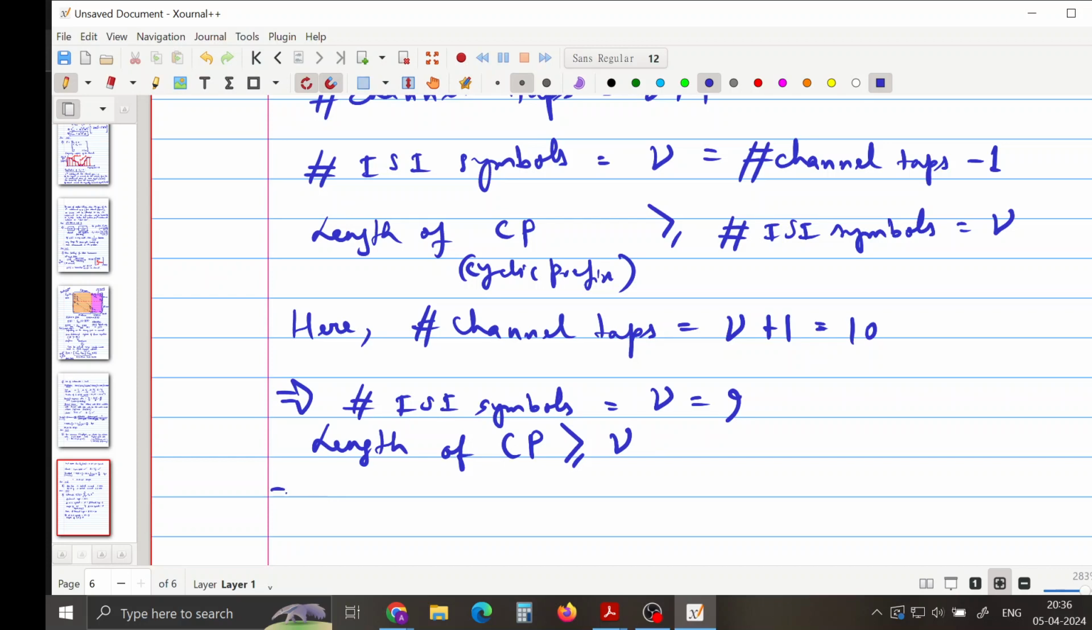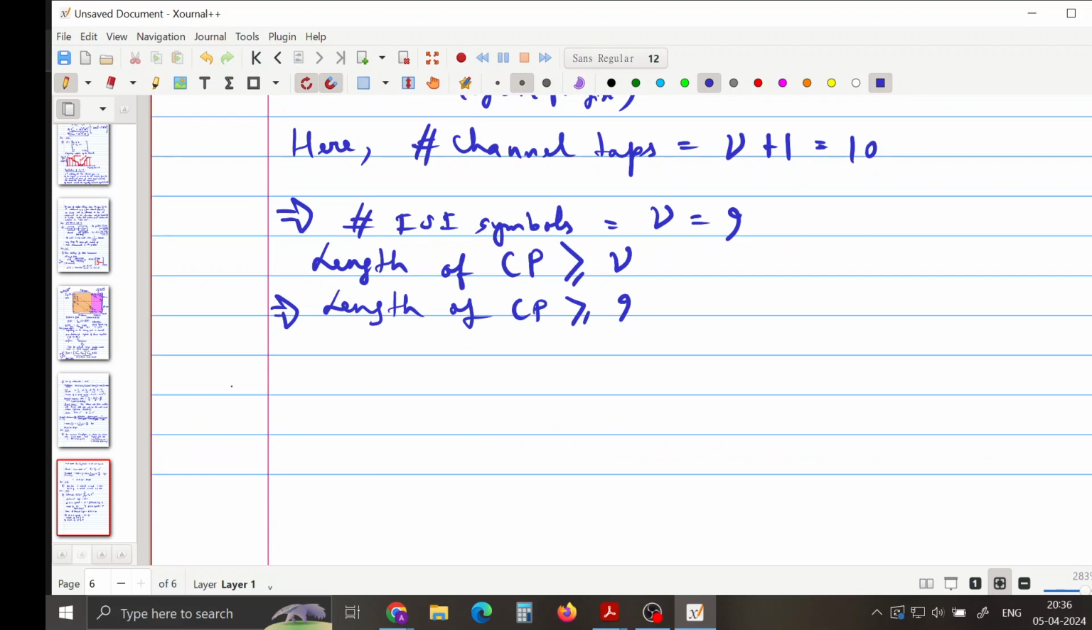Okay, so this gives me length of CP is at least 9. So therefore the minimum length of cyclic prefix is 9, and it matches with option B.